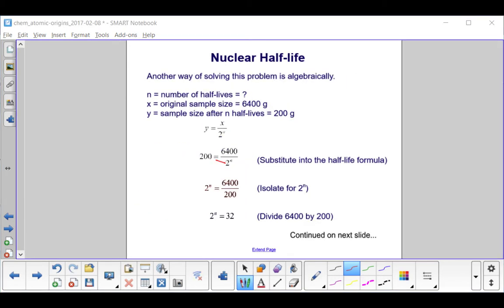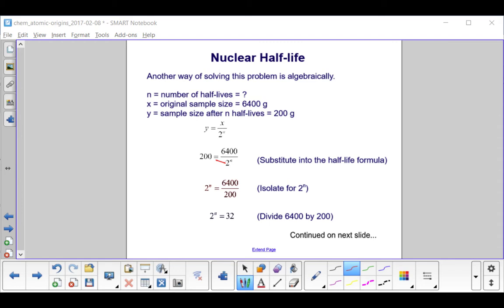Okay, what's another way of solving this problem algebraically? So if we remember our equation where n is the number of half-lives, x is the original sample size, and y is the sample size after n half-lives, or in other words, y is equal to x divided by 2. That's how we get a half-life, and then that 2 is raised to the n power, where n is however many half-lives have passed. We can put our final sample size in, which is 200 grams, equals 6,400 grams, our initial sample size, over 2 to the n. We need to solve for n to find out how many half-lives there are.